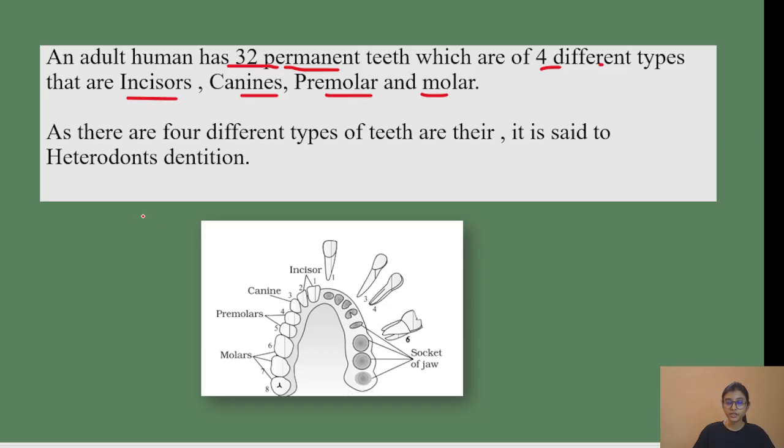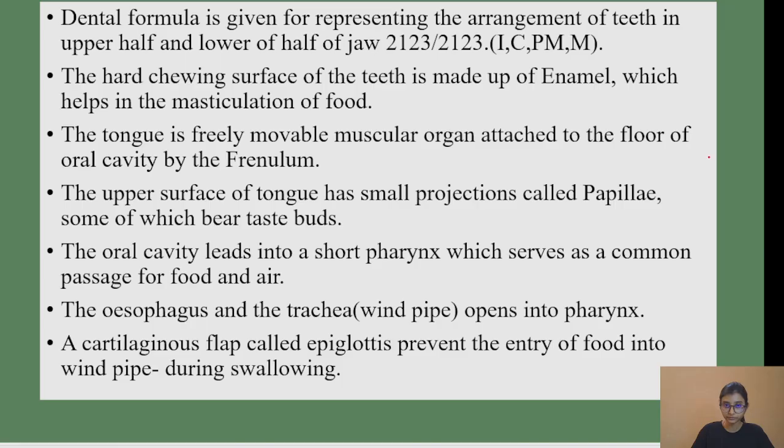And it is said to have heterodont dentition. Why? Because four different types of teeth are present. If you see this diagram, the first is what? Incisor, then the canine, then the premolar and molar. And the diagram is showing how the sockets of the jaws are there in which the teeth are embedded.